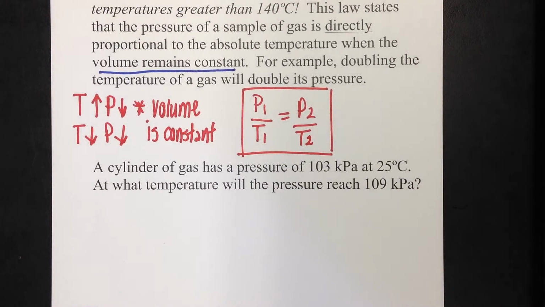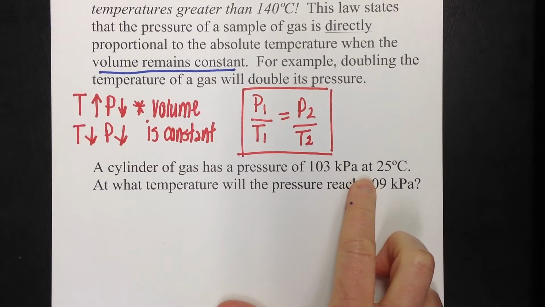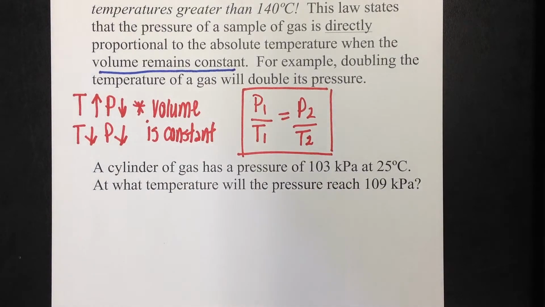A cylinder of gas, and when you think of a cylinder, think of a metal container that's not flexible in any way. It's not going to move, like an oxygen tank perhaps, or a helium tank. A cylinder of gas has a pressure of 103 kilopascals at 25 degrees Celsius. Do you see how these two go together? That word "at" is a big clue there. 103 kilopascals, which we know is a measurement of pressure, by the way, at 25 Celsius.